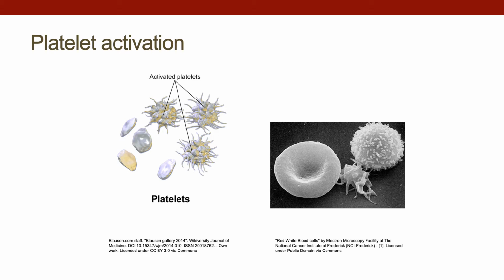And on the right-hand side is an activated platelet in a scanning electron microscope, and it's sitting in between a red blood cell on the left and a lymphocyte on the right. So you can see it's fairly small compared to those other cells.